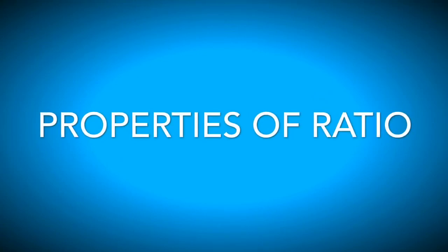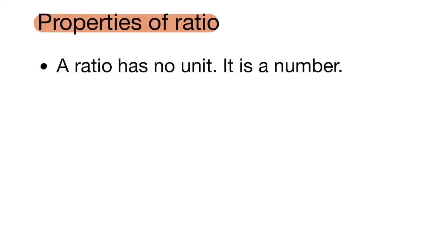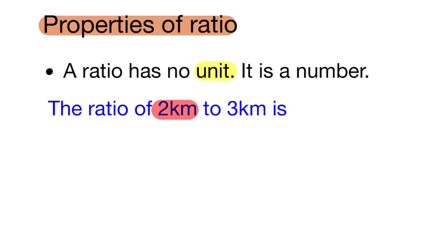Properties of ratio. A ratio has no unit. It is a number. For example, the ratio of 2 km to 3 km is 2:3. Since ratio has no unit, we omit the unit kilometer while writing the ratio of 2 km to 3 km. The two quantities of a ratio should be of the same unit.